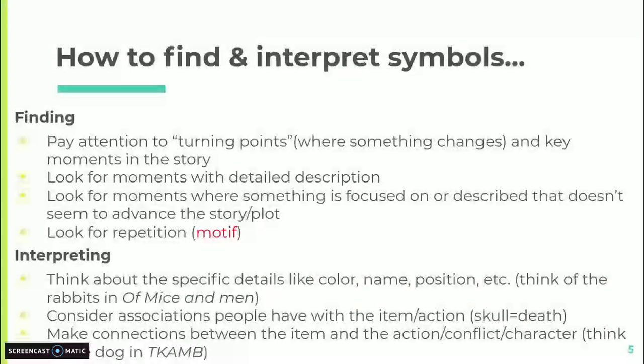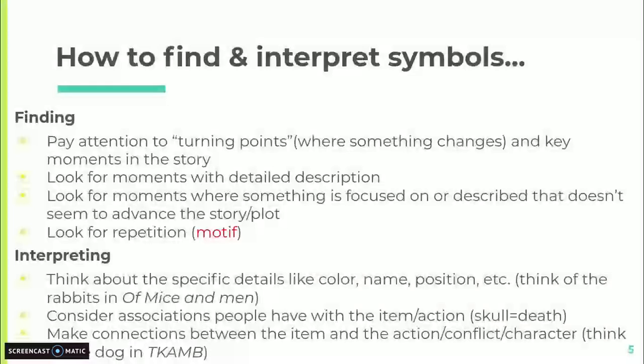Now, the important thing and the more challenging part is, how do we find and interpret symbols when we're reading a piece of literature? Now, for finding it, here's what you want to do. You want to pay attention to turning points. That's where something changes in the story, okay? Something breaks away or becomes altered. And you also want to look for key moments that are really important. Both of those places have often got symbols sprinkled throughout them.